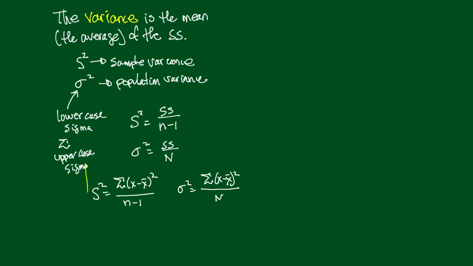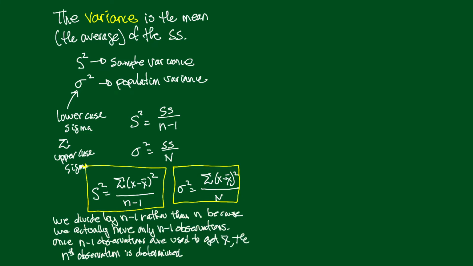So here are two, these are called defining formulas. These are how these terms are actually defined. The variance is defined this way for a sample, this way for a population. Now let's just talk about this denominator here, n minus 1.